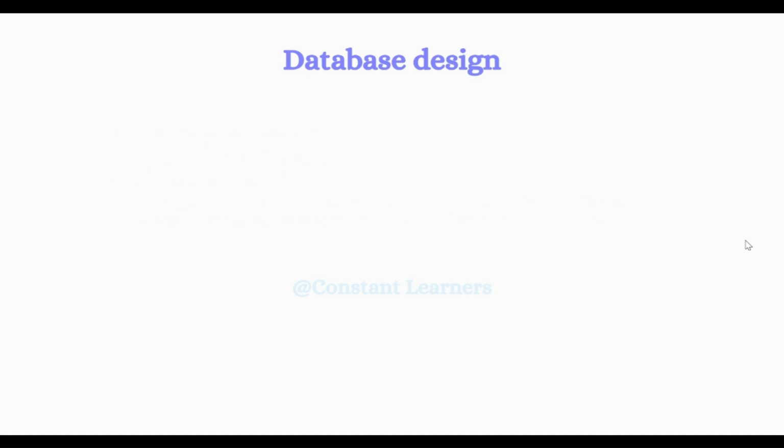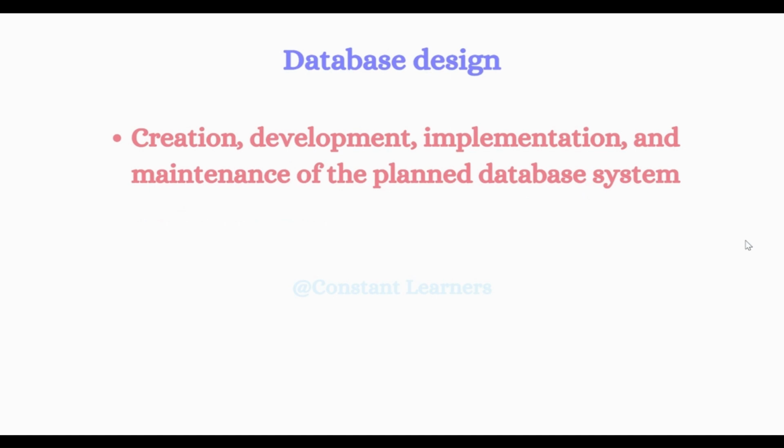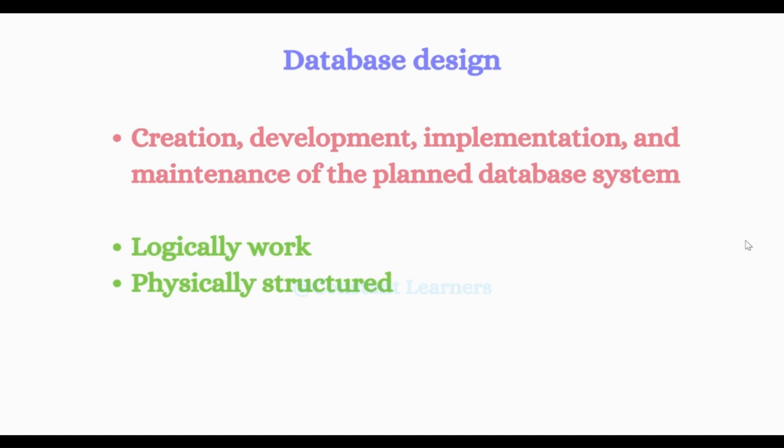Database design is a process that involves creation, development, implementation, and maintenance. So first we are creating the database, developing it, then implementing it, and maintaining it, both in terms of how it should work logically and how it should be physically structured. The different data elements in the database are connected. We know the data inside the database is related to each other, right? And thus we need to follow certain rules to design the database.